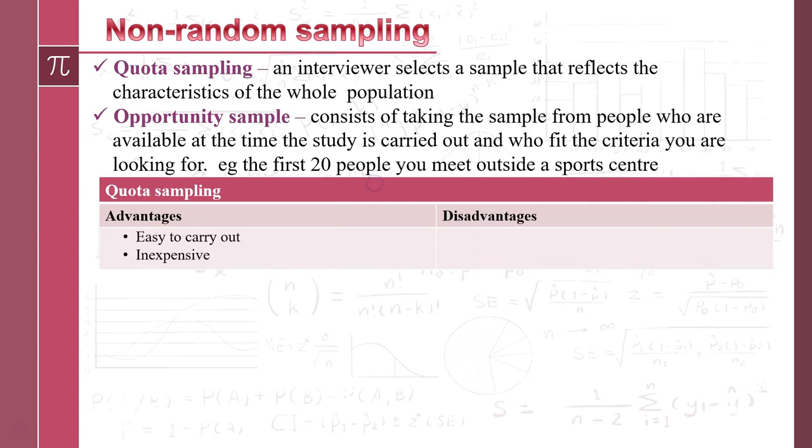Advantages and disadvantages. Well, the quota sampling, it's easy to carry out, it's inexpensive, but it's unlikely to provide a representative sample, and it's highly dependent on who's doing the questioning. So if somebody's making a judgment about age groups, for example, or it might be you want to question people and somebody might be influenced by how different people look or so on.